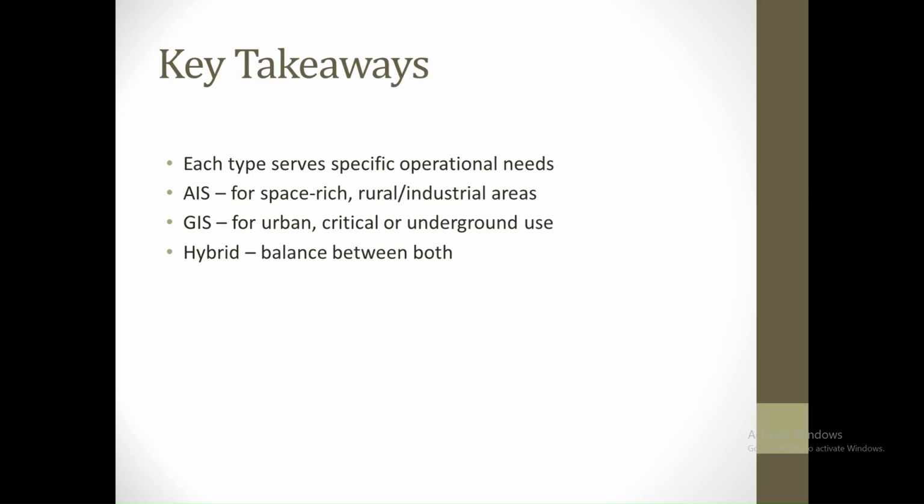Now we have come across these substations, and the summary is AIS, GIS and hybrid. Three types are there. AIS, where space is abundant, is mostly for rural or industrial areas. Similarly, GIS is for urban and critical or underground use, and hybrid takes the balance between both of them.